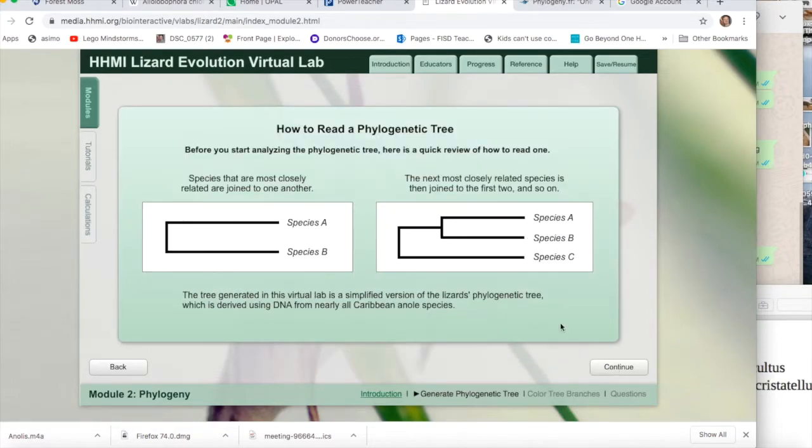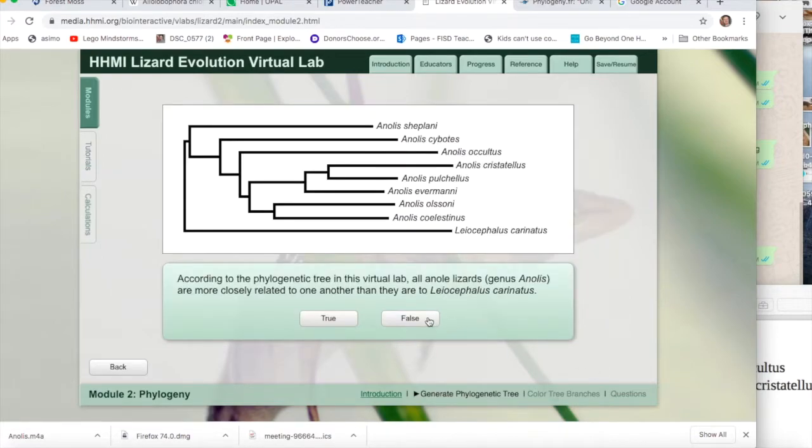And from there, as I told you, two species that connect closer to the edge are more closely related than one that connects farther back. According to the phylogenetic, phylogeny is relatedness, genetics is with genes, DNA. According to the phylogenetic tree in this virtual lab, anole lizards are more closely related to one another than they are to Leiocephalus carinatus. We have to go through some questions.